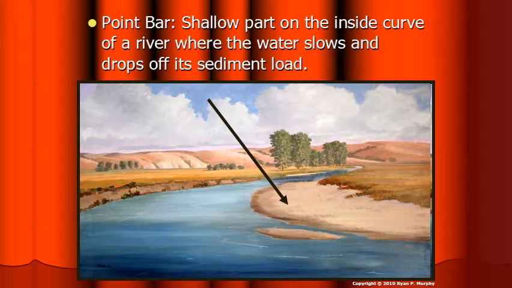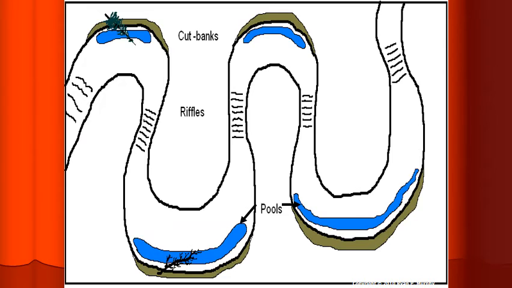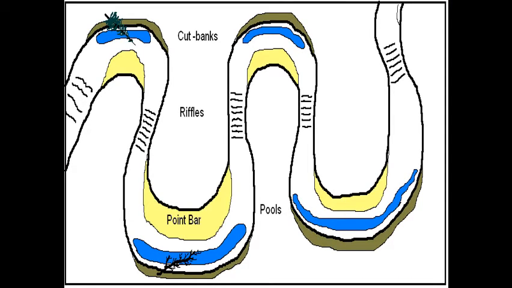So we are getting erosion on the outside. On the inside, because it's moving more slowly, we are getting deposition. It's that area right there. So let's put in some point bars on the inside sections.